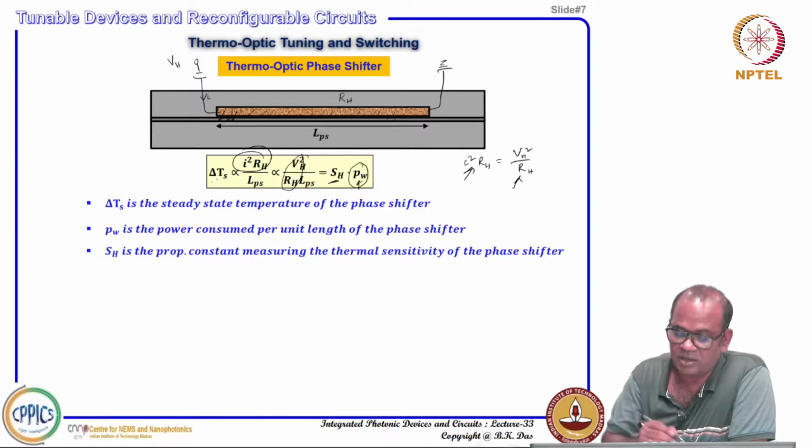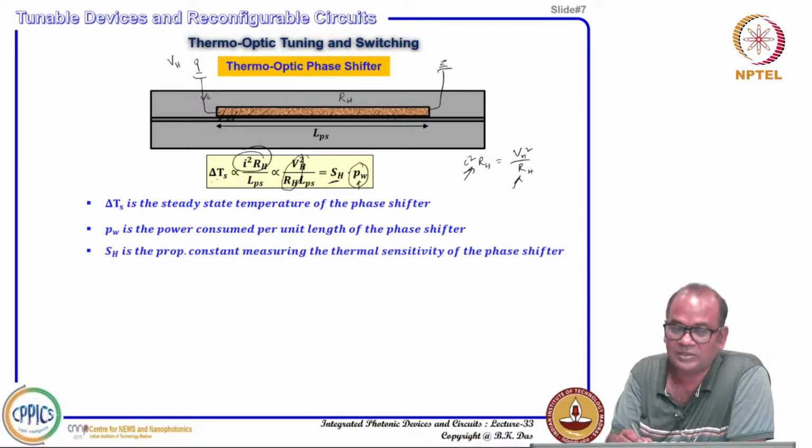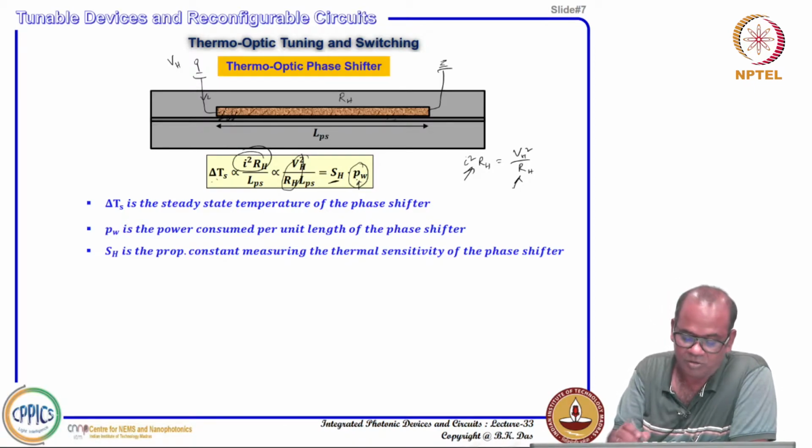How much power you are actually dissipating per unit length, if SH is higher, that means your temperature rise will be higher. If a certain device architecture gives SH less, then delta Ts will be less for a given input power. Okay. So, here we call delta Ts the steady state temperature of the phase shifter.